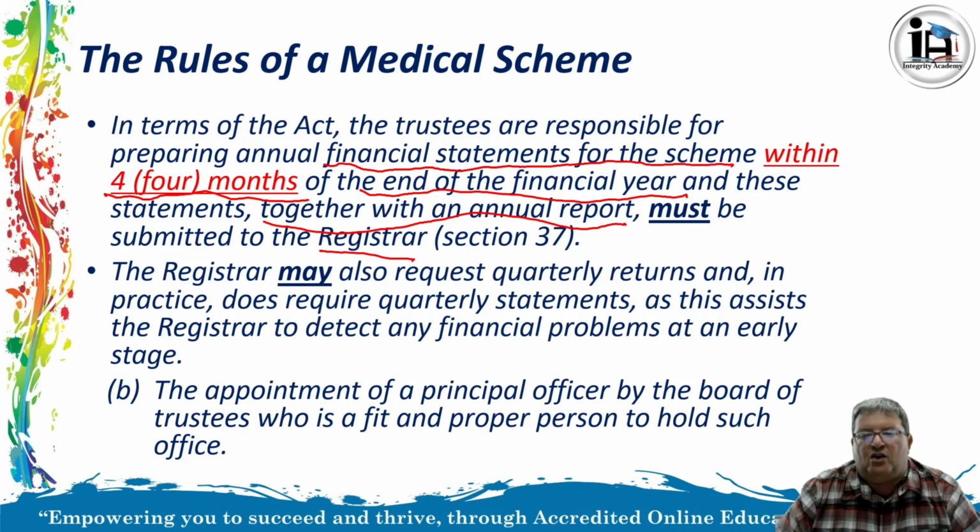The registrar may also request quarterly returns. So you see, he may request quarterly returns, and in practice does require quarterly statements. So if he wants quarterly returns, then he also wants quarterly statements, as this assists the registrar to detect any financial problems at an early stage. So instead of him waiting every year, annually, and then suspecting there are problems, he can request your financial statements and returns every quarter.